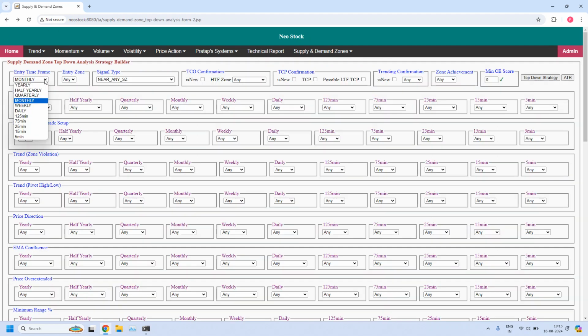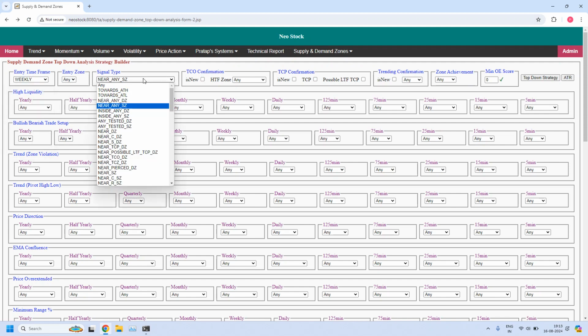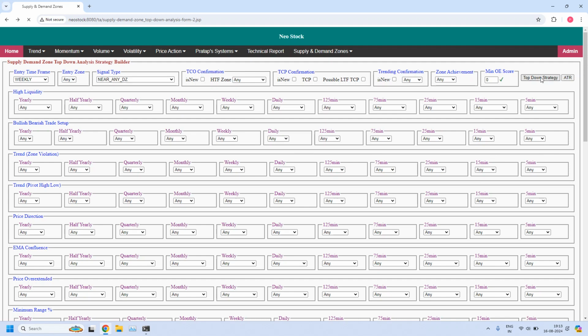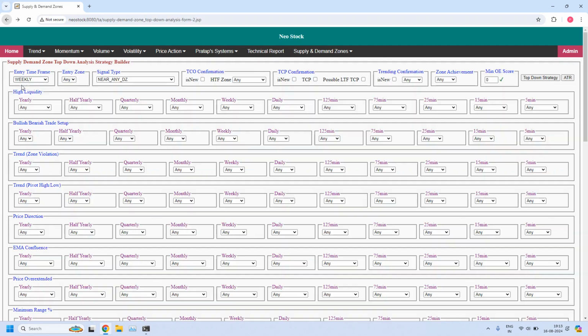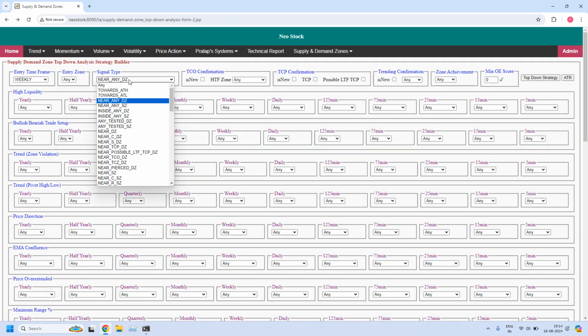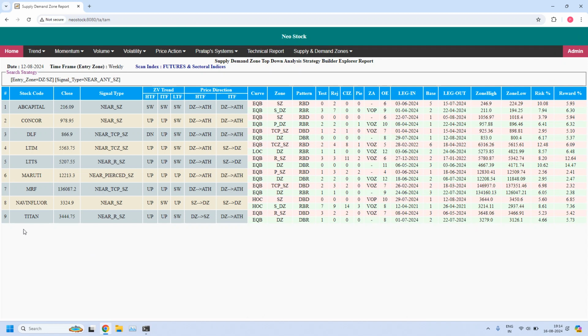And the next report is a weekly time frame. Next time frame is weekly. Let us find the stocks near weekly demand zone. 5 stocks are near to the weekly demand zone. And the next for weekly time frame, let us find the stocks near weekly supply zone. 9 stocks are filtered near to the weekly supply zone.